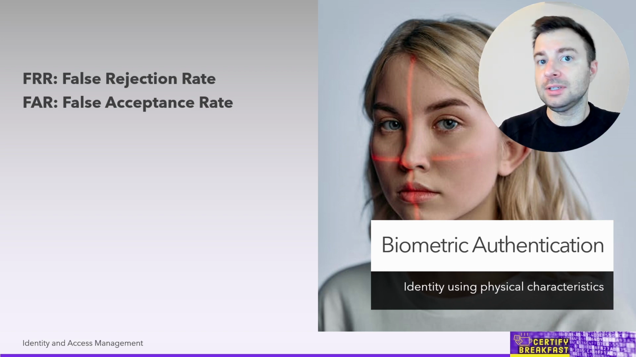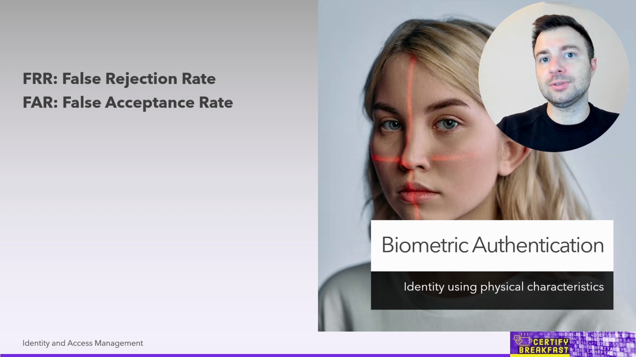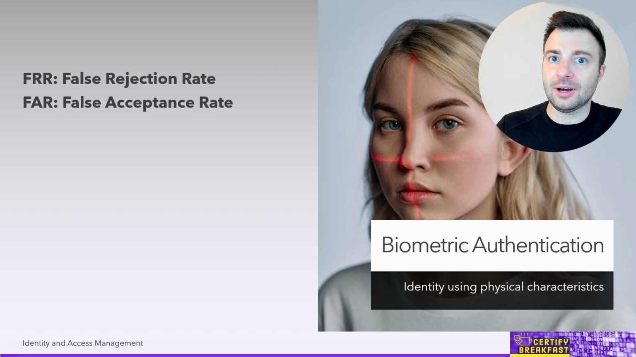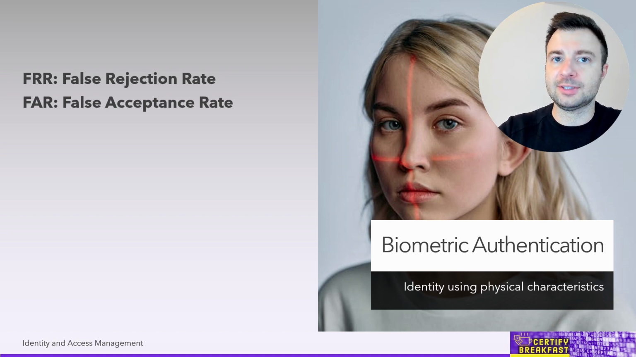Now the type 2 error is a bit worse from a security perspective. This is the false acceptance rate. The false acceptance rate, the FAR, indicates how often the biometric system allows somebody who is unauthorized to gain access to the system. So it mistakenly identifies that person as a legitimate user when in fact they are not. Of course, this is a security concern because you are providing access for unauthorized people.